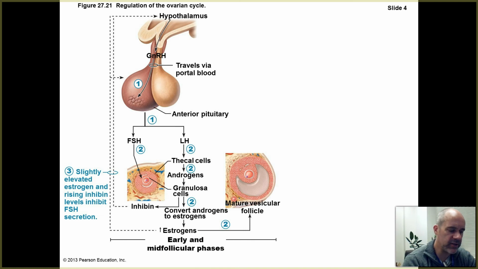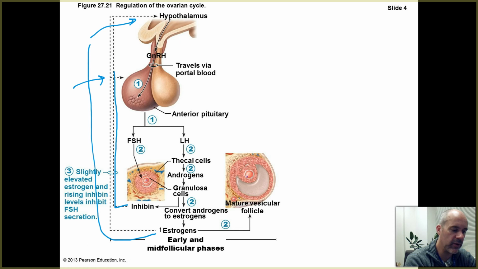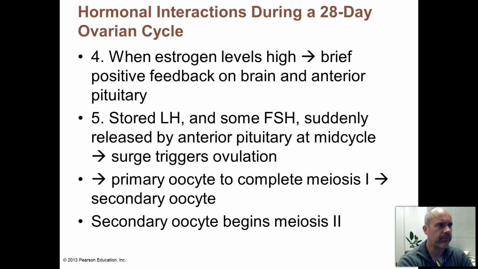Okay, then we've got our dashed lines over here on the diagram. Notice as estrogen levels are going up, you have negative feedback inhibition on GnRH, FSH, and LH production, and also the inhibin made by the granulosa cells inhibits the release of those hormones as well. So that's your negative feedback.